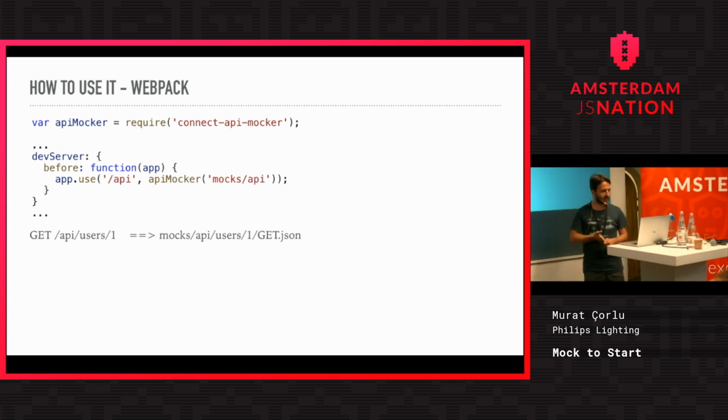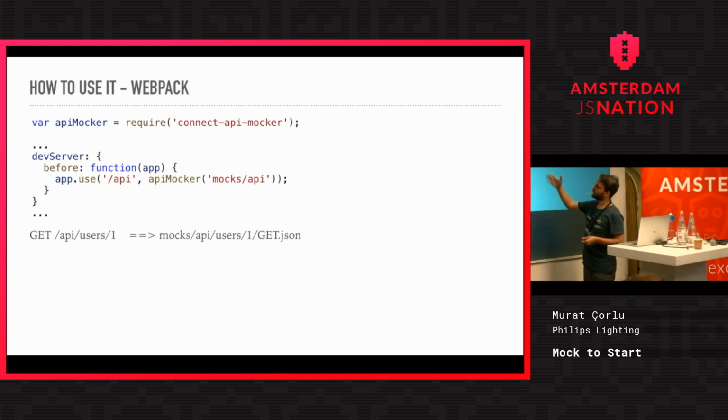How can we use it? This is a simple example for Webpack. Many front-end developers are already using Webpack for bundling. So in Webpack Dev Server, we have a before function, and we can add some extra middlewares here. Because API Mocker is just a Connect middleware, you can simply create a mocking solution for your application. In this example, we are just connecting a request base path to a folder. Connect API Mocker uses the file system for creating mock definitions.